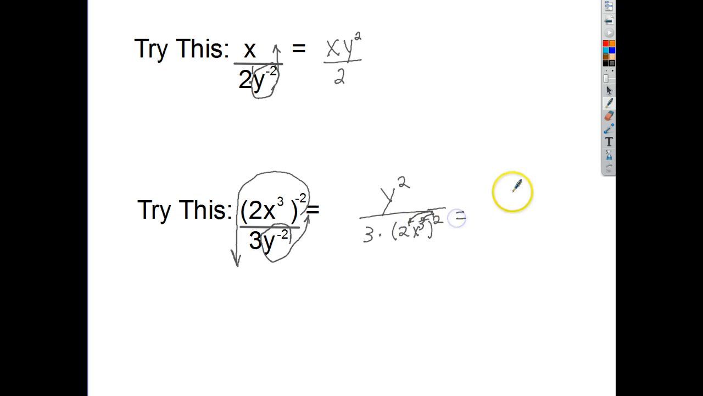So this is equal to y squared times 3, well, the 1 that's here, so this is going to be 2 to the 1 times 2, 2. 2 to the second is 4. And then it's x to the 3 times 2, 6. And then go ahead and multiply the 3 times the 4. We have y squared over 12 x to the 6th.